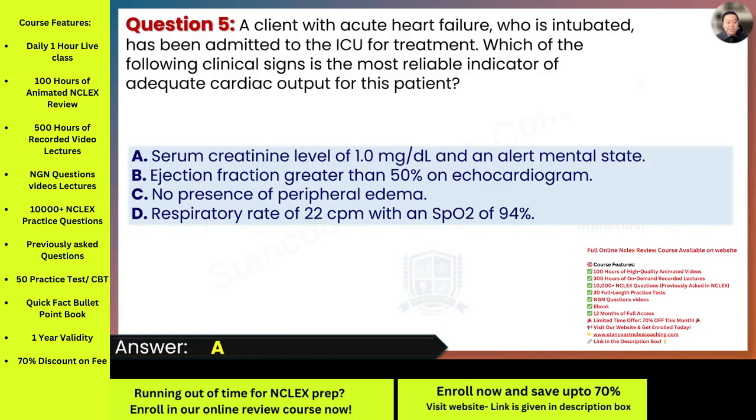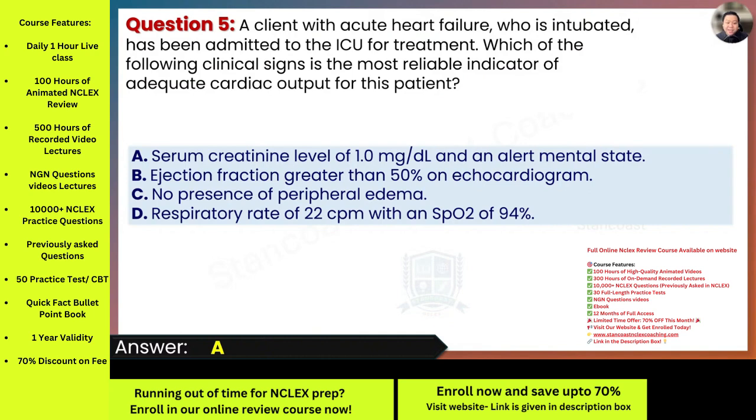Now, what about letter C? No presence of peripheral edema. Also something that you should discard, because the presence or absence of edema is not a direct measure of perfusion. And a patient can have adequate cardiac output and still have edema due to fluid retention from other causes, or they may have poor cardiac output without visible edema.